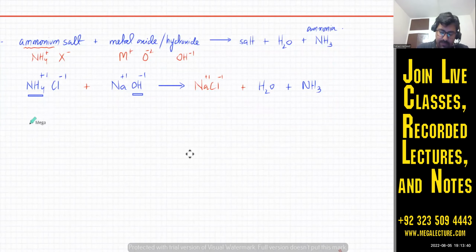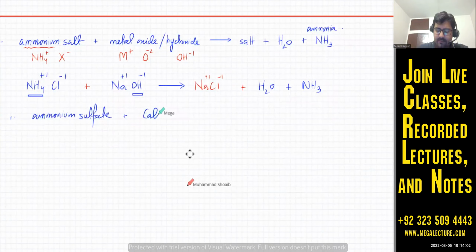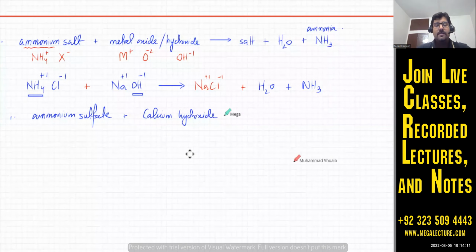Another ammonium compound. Let's do ammonium sulfate, but let me write the names first. Any compound that has ammonium in it, like ammonium sulfate, is an ammonium compound, and it should be reacting with an oxide or a hydroxide. So let's say calcium hydroxide. We've got calcium hydroxide.